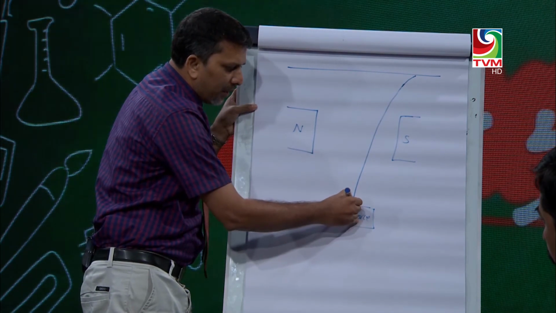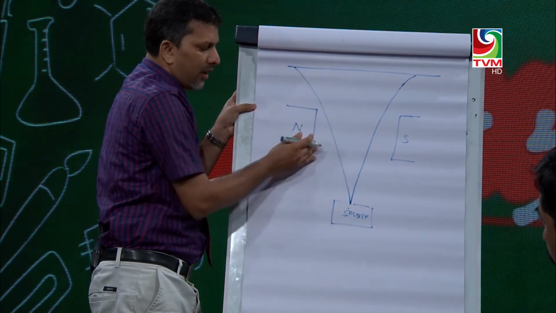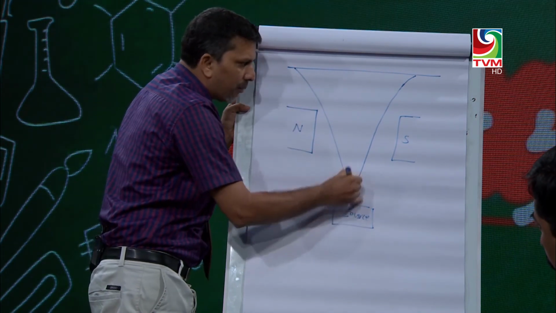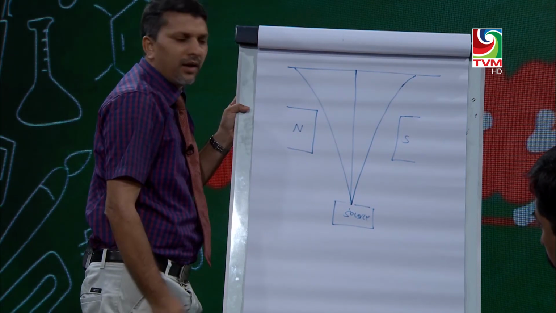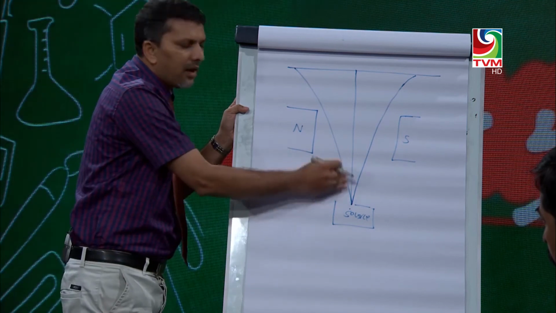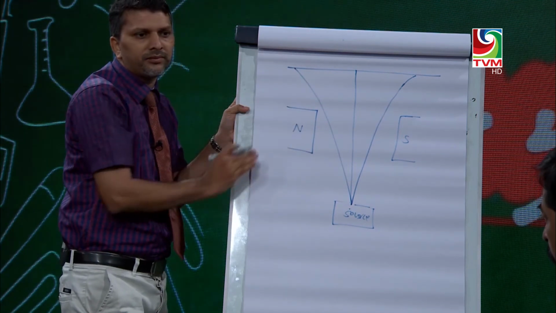Then beta, having negative charge, will go to the north side, and gamma will go straight. And beta will deflect more than alpha because beta has less mass.